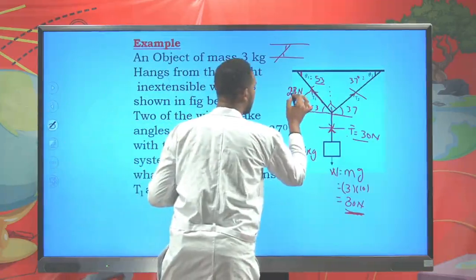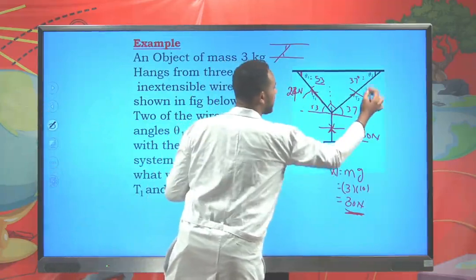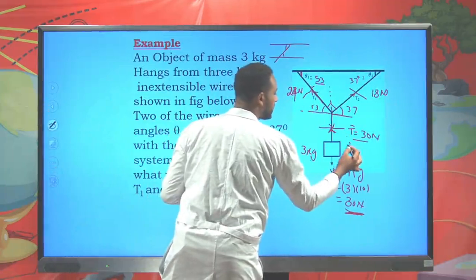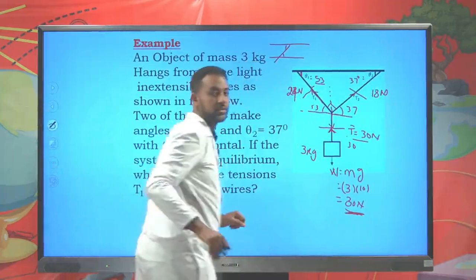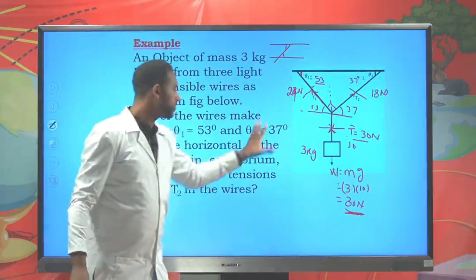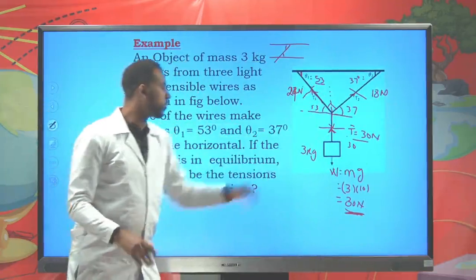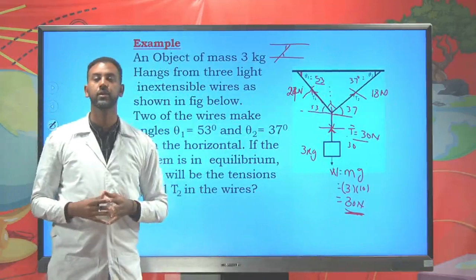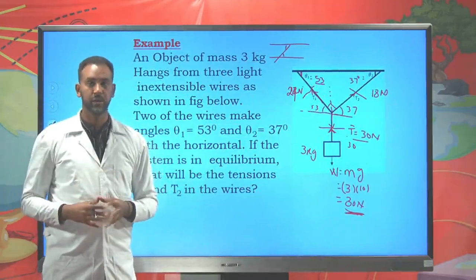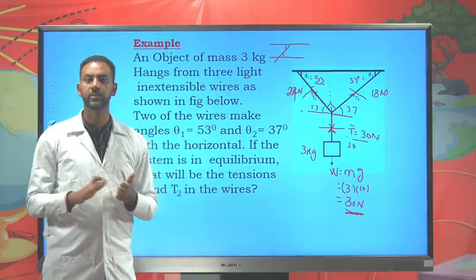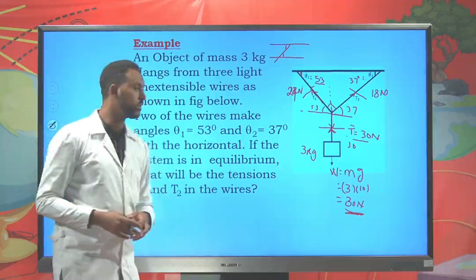This one carries 24 Newton, this one carries 18 Newton, and this one carries 30 Newton to balance this system. So this system is balanced due to the tension exerted on each cord. This is how we solve a mass string system. In a mass string system, the first condition is enough. So far, we haven't seen the second condition of equilibrium.